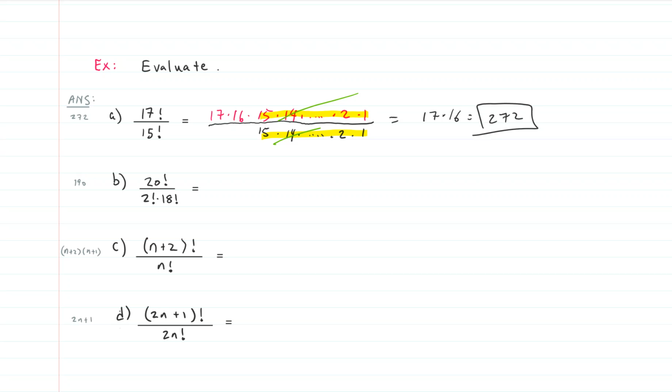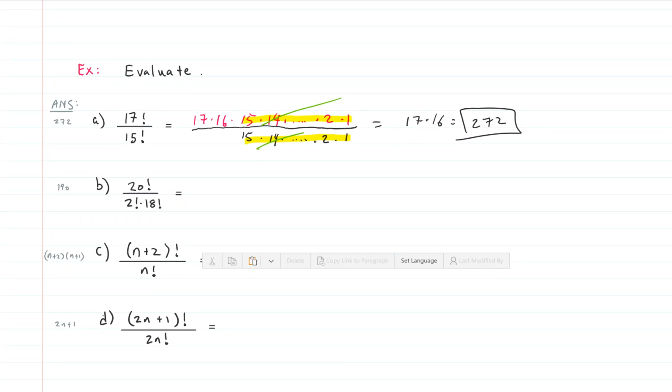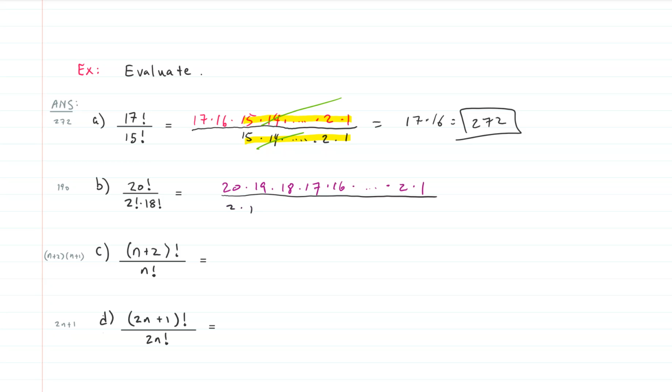Let's try B. In B, we have 20 factorial, which is a big number, right? 20 times 19 times 18 times 17, and we keep going. I'm not going to write them all because that would take too long, but it goes down to 2 times 1. And then we have 2 factorial, 2 times 1. I'm going to put a parenthesis around that.